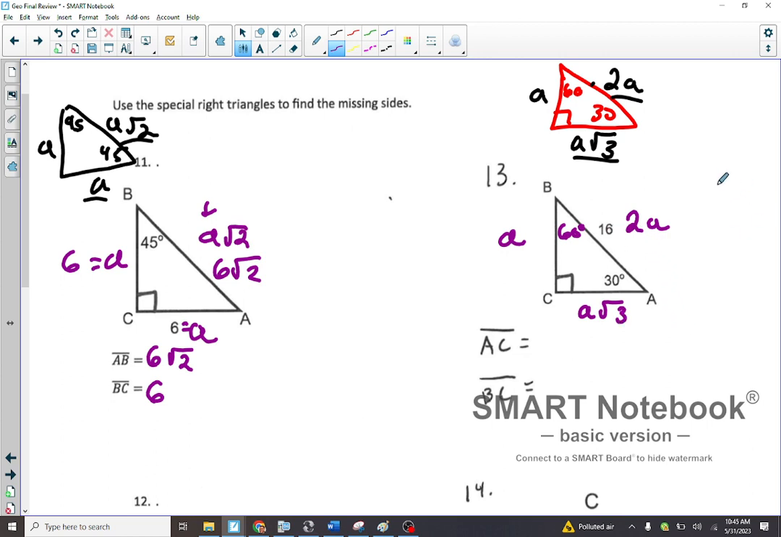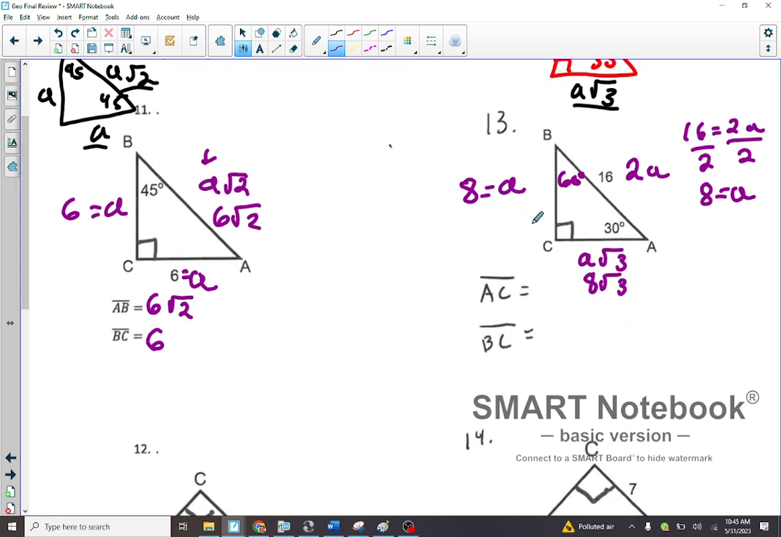In this case, 16 equals 2A. Which means if I divide by 2 on both sides, what would my A equal? 8, because I would cut it in half. So this is 8, because that's A, and this is just 8 root 3. After you plug it in, it's pretty straightforward. AC, which is this part here, is 8 root 3, and then BC, which is this part here, is just 8.